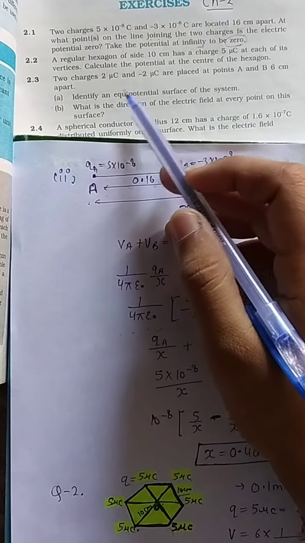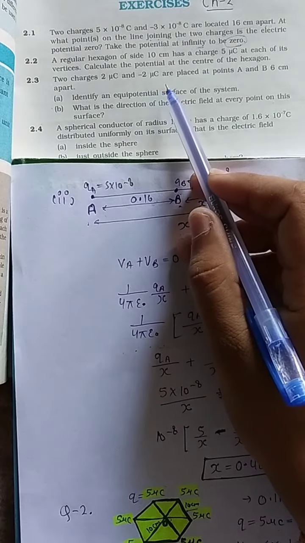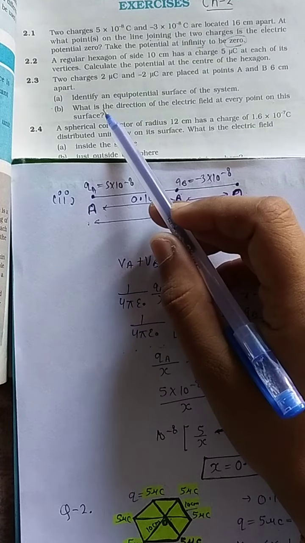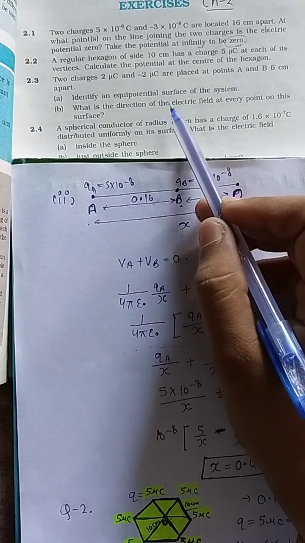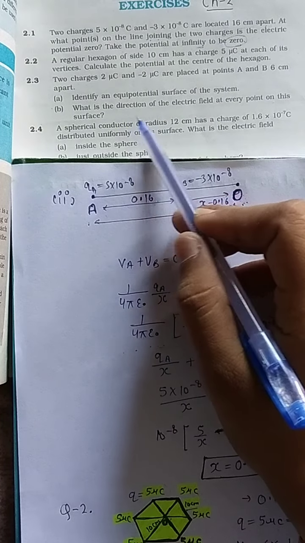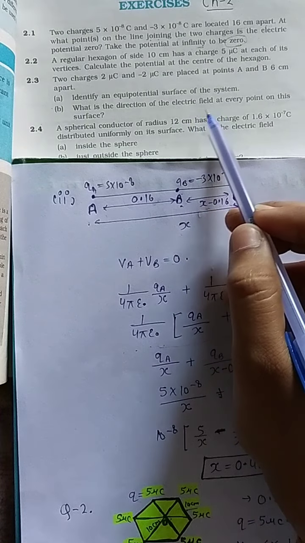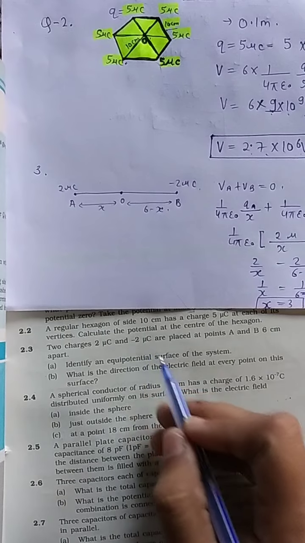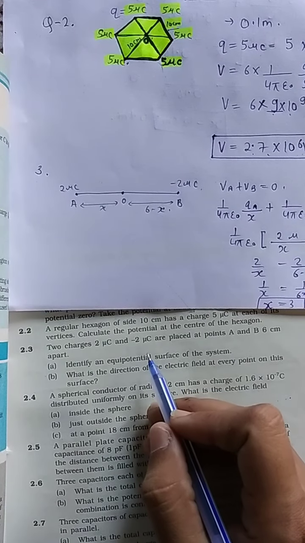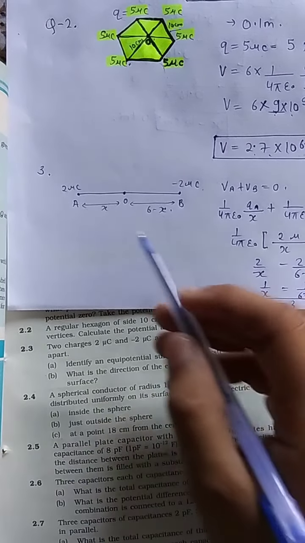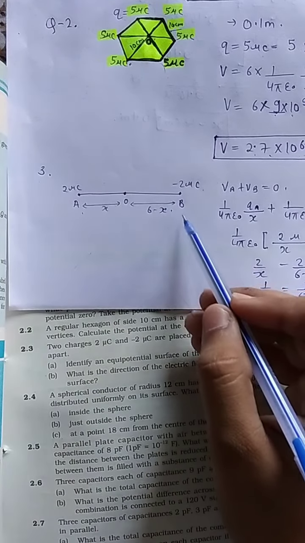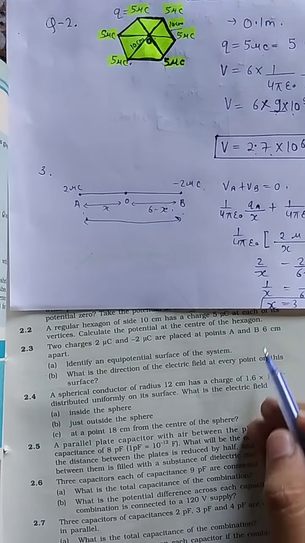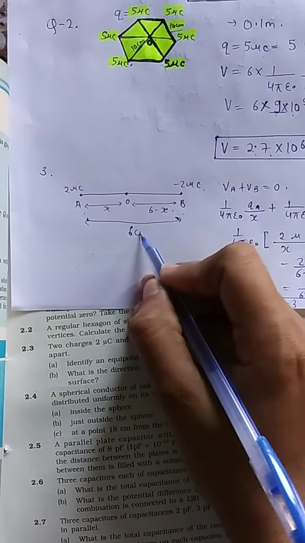Now the next question is, two charges 2 mu coulomb and minus 2 mu coulomb are placed at points A and B 6 cm apart. Identify an equipotential surface of the system. What is the direction of the electric field at every point on this surface? In this third question, first we have to find that point at which the electric potential is equal to 0. Suppose this is the point A and this is point B, which is 6 cm apart from each other.